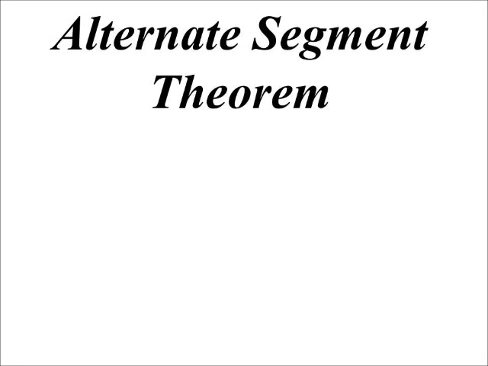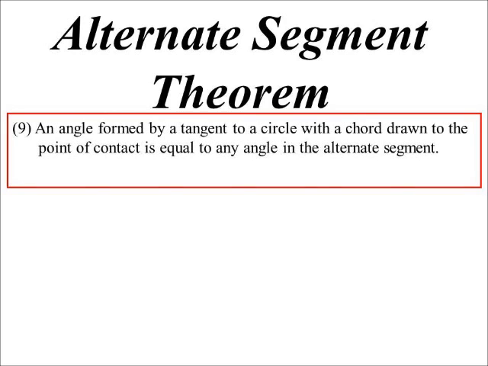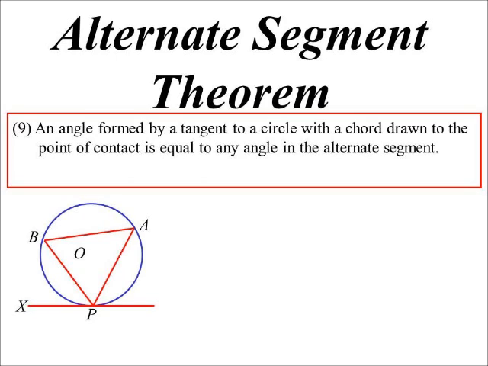So carrying on with our tangent theorems, probably the most famous of all the circle geometry theorems, the alternate segment theorem. So there it is in words: the angle formed by a tangent to a circle with a chord drawn to the point of contact is equal to any angle in the alternate segment. Bit of a mouthful. Let's look at the picture and see what it's talking about.